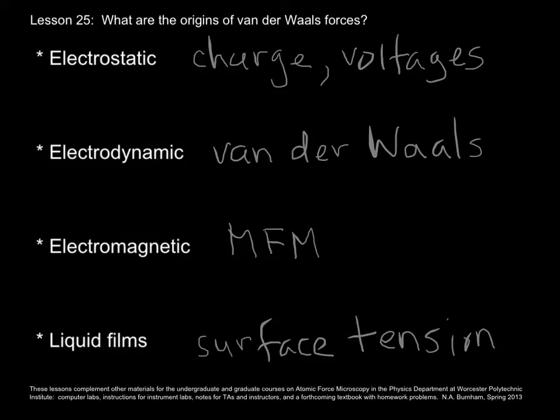In Lesson 24, I said that I think there are 4 classes of surface forces. I spoke about 3 of them. Here in Lesson 25, it's time to talk about the 4th class, electrodynamic. As the name implies, charges are moving. Those give rise to fluctuating electric fields, which in turn generate force.